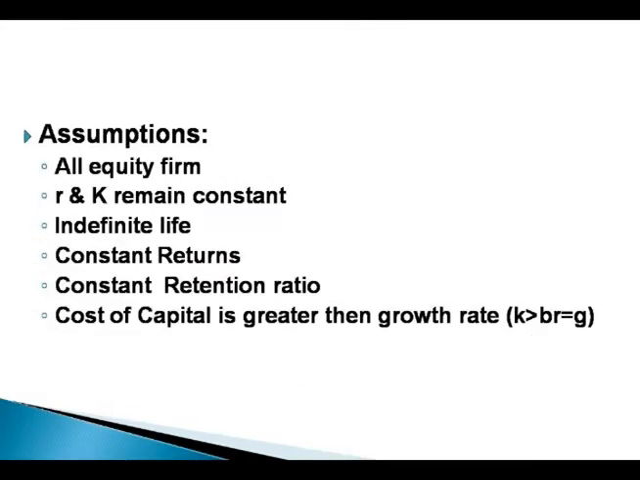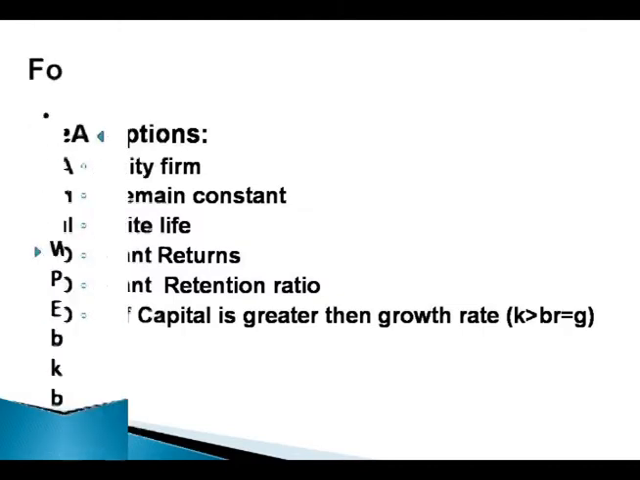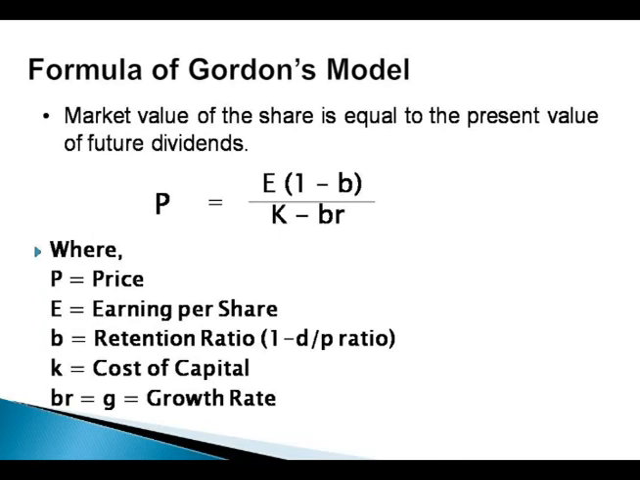Again, it is based on certain assumptions. First, all the firms are equity firms, though it is not possible. Again, R and K, internal rate of return and cost of capital, remain constant. Indefinite life, constant return, constant retention ratio, and cost of capital is greater than the growth rate, meaning K is greater than br. br is actually G, the growth rate. It will be very clear when we solve the numericals.